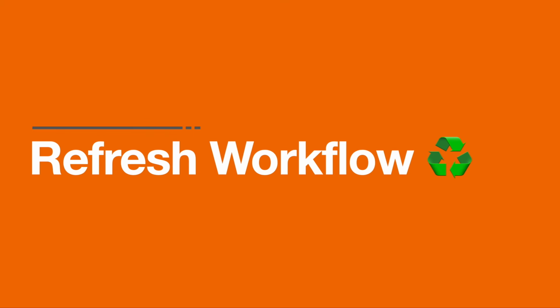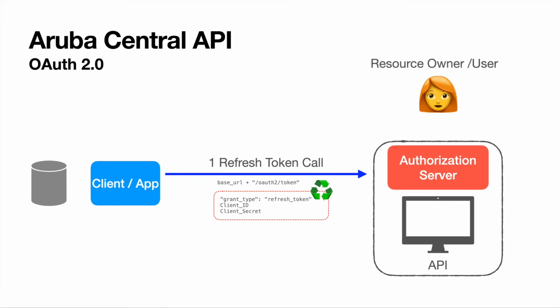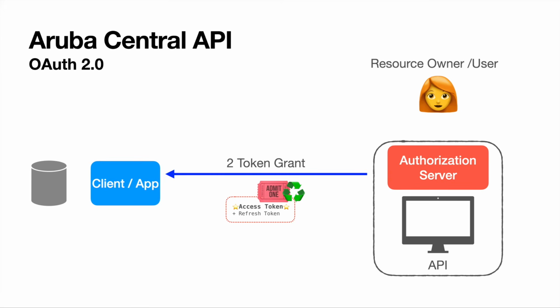What about a refresh workflow where we do already have a refresh token? With the refresh token in hand, we can skip the authentication and the authorization grant and go straight to a refresh token call to this specific URL. So it's base URL OAuth2/token. The grant type is refresh token. We include the client ID and the client secret for identification of the application and the refresh token. If all successful, we get back a new access token and a new refresh token.